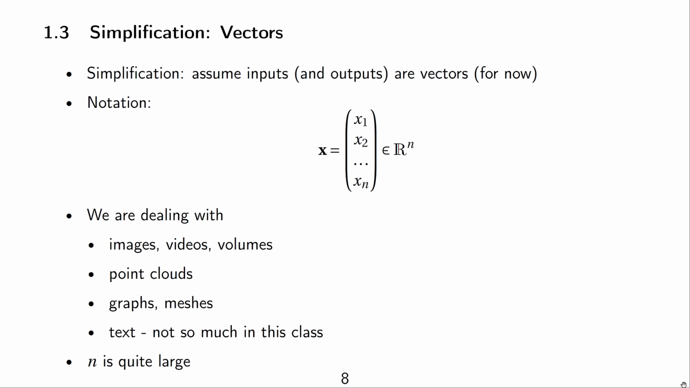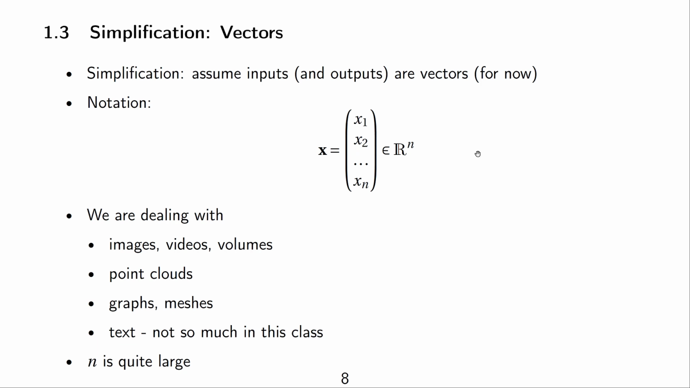So what are the different types of inputs that we are concerned with? There could be really multidimensional grids, such as tensors, images, videos, volumes. Then we'll look at point clouds. Further, there will be graphs. Interesting types of graphs are meshes, and we'll also have text. Text will not be dealt with so much in this class, but it's one of the things to look at. Also, we'll consider that n is quite large.